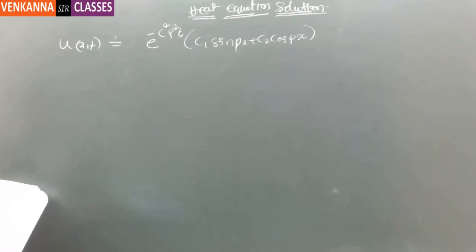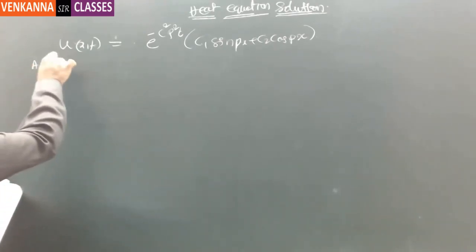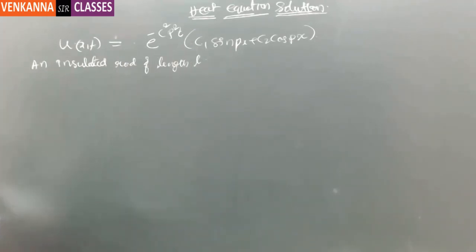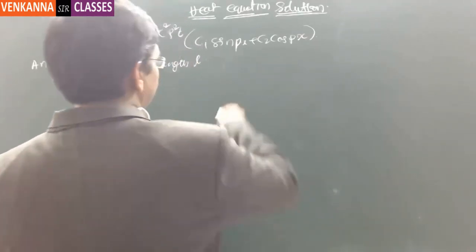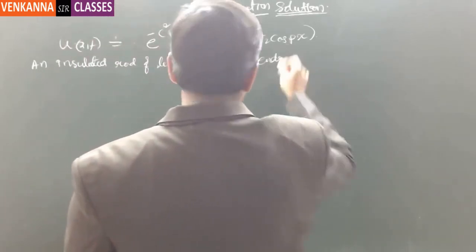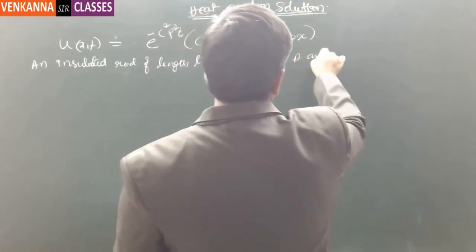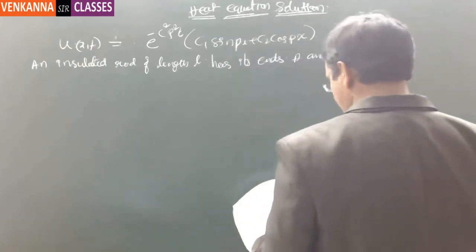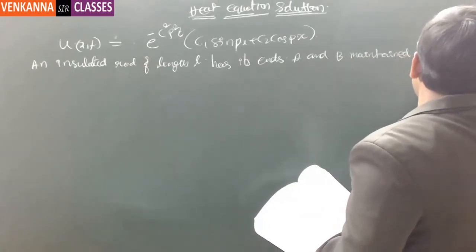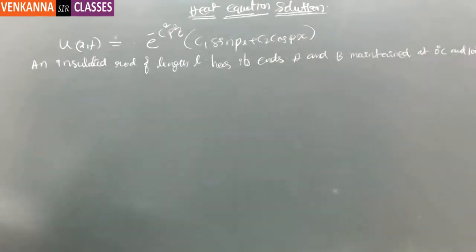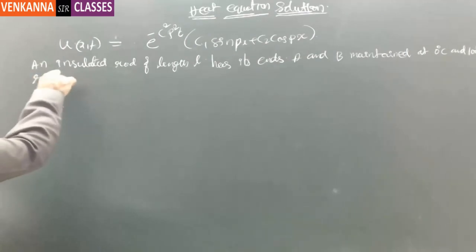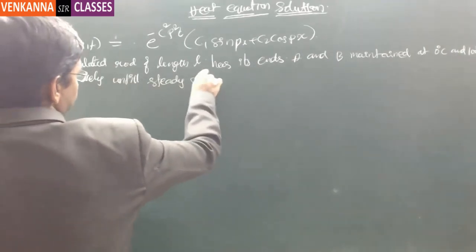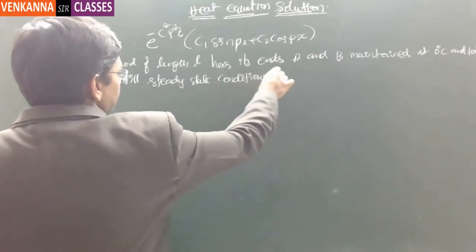Note down this problem. An insulated rod of length L has its ends A and B maintained at 0 degree centigrade and 100 degree centigrade respectively, until steady state conditions prevail.